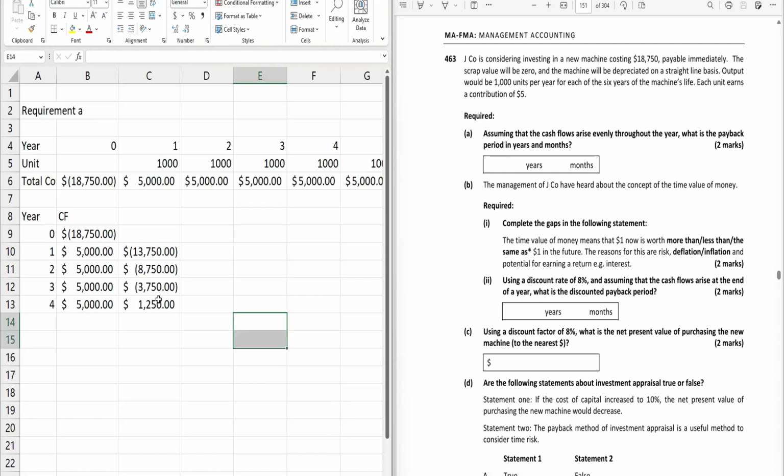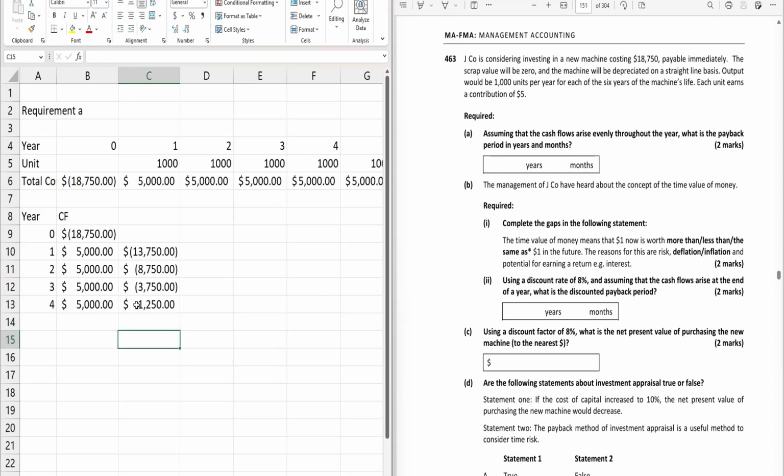It means we are getting back the money which we have initially invested in 3 years and a few months. So we got our answer for the years, but the months we are still unsure, right? I hope you are getting what I'm trying to say. Basically, payback period means in how many years you will get back the money which you have invested. So we have invested 18,750, and we have to find out in how many years we will get back this money.